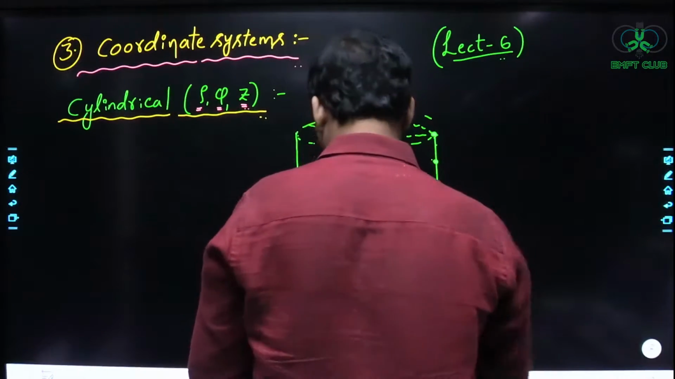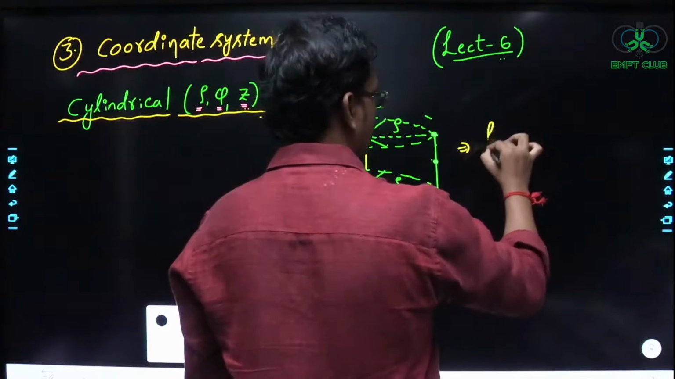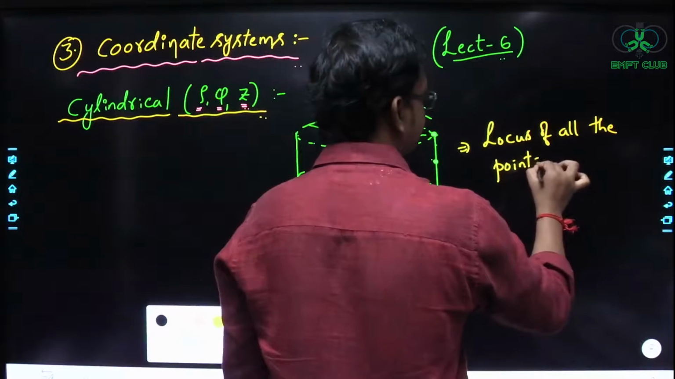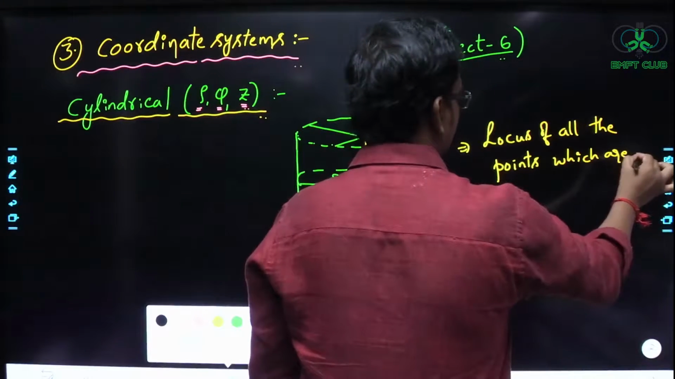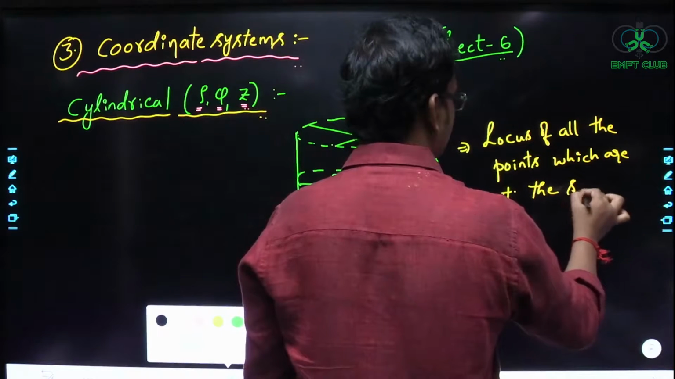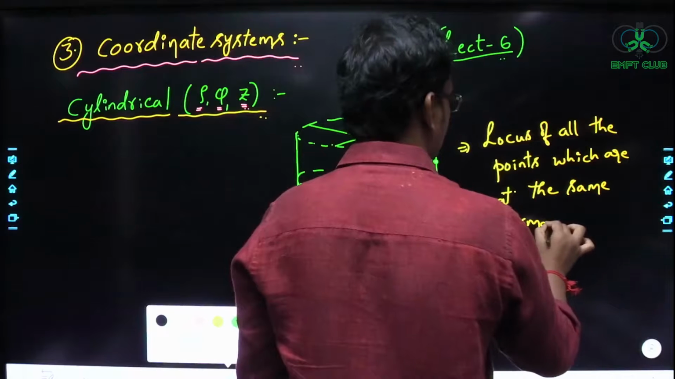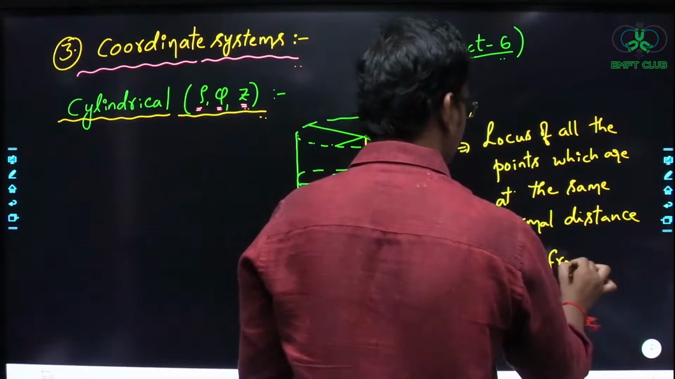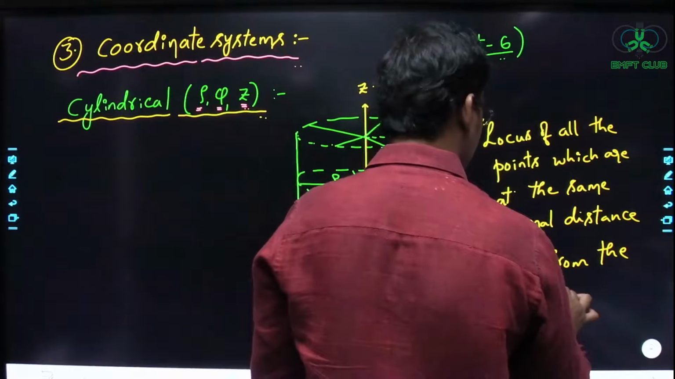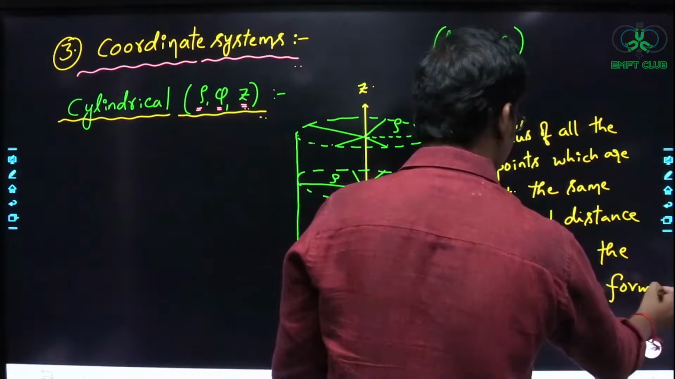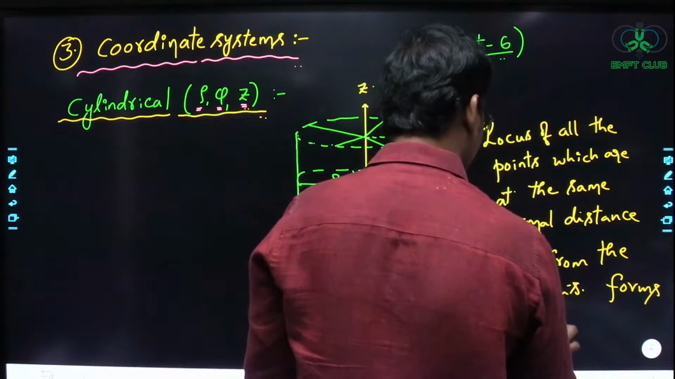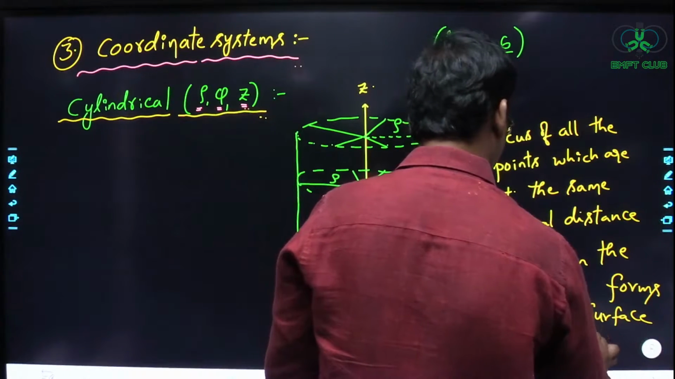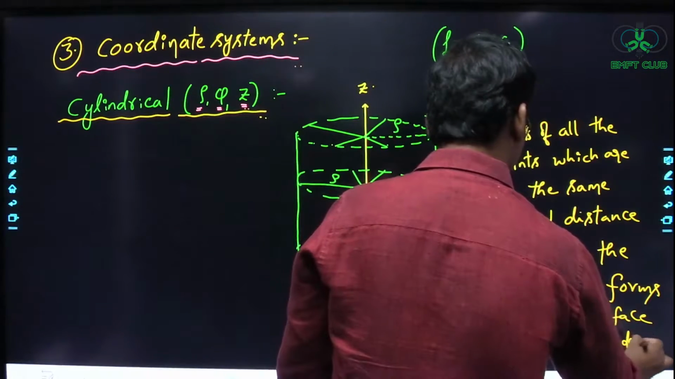This is nothing but the locus of all the points which are at the same normal distance rho from the z-axis, which forms the curved surface area of the cylinder. Understood?